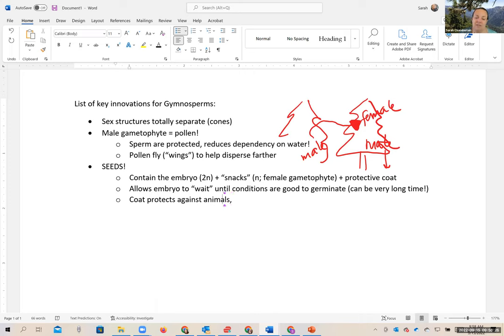I should say it can protect, because it doesn't always, depends on what kind of seed it is, right? Can protect against animals eating the seed. And it also can assist with seed dispersal, right? So there's all kinds of very cool things that seeds can do, okay? What else? What else is the new hotness about gymnosperms?